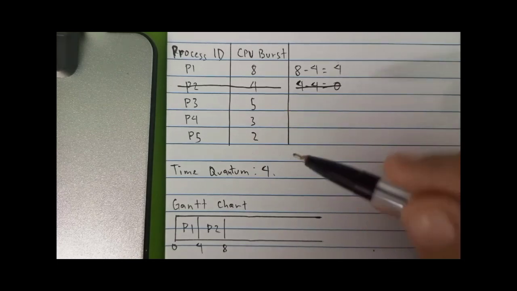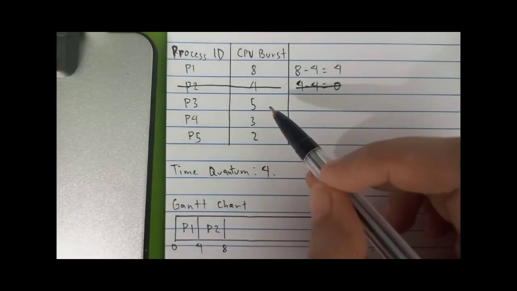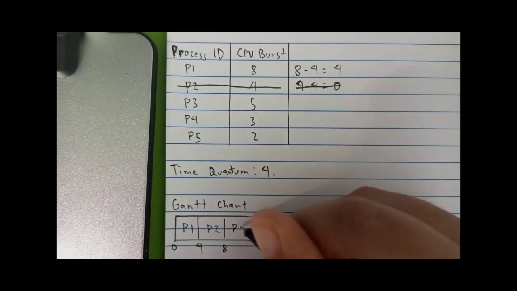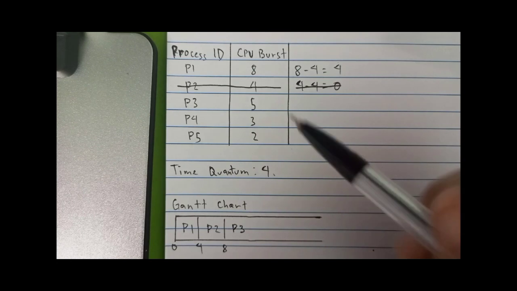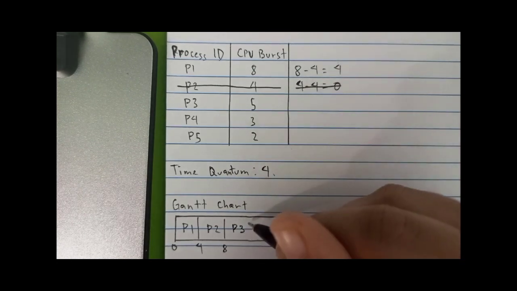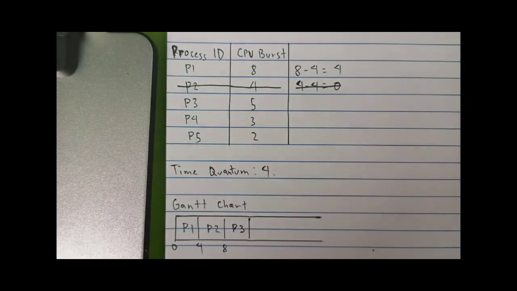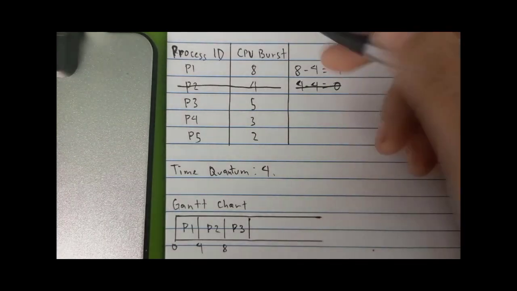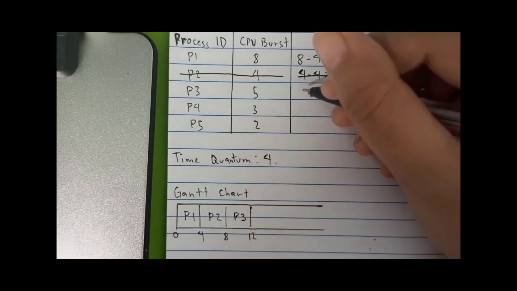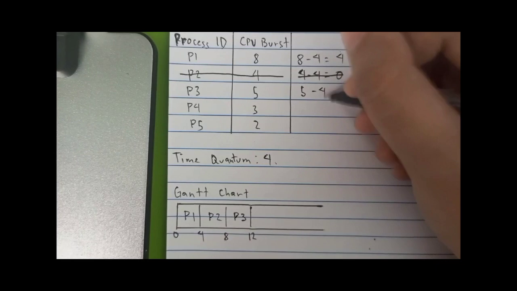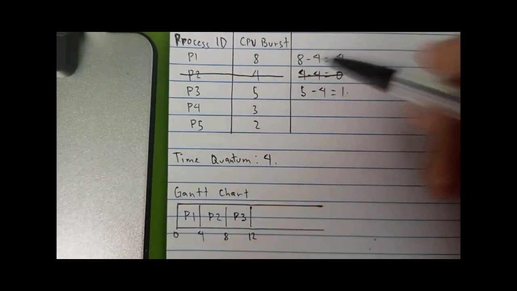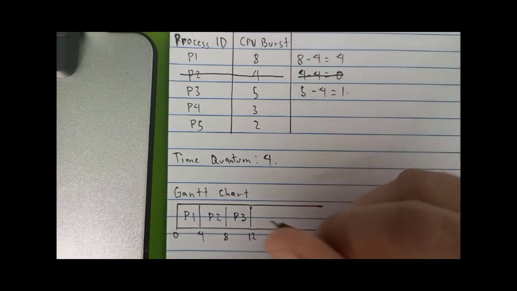Then, the next one is the process 3 na merong 5 CPU bursts. Dahil meron tayong time quantum na 4, 4 pa rin yung masusunod kahit na 5 siya. Matatapos siya sa 12. And 5 minus 4 is equal to 1. Meron pa siyang natirang 1. Then, proceed na tayo sa process 4.